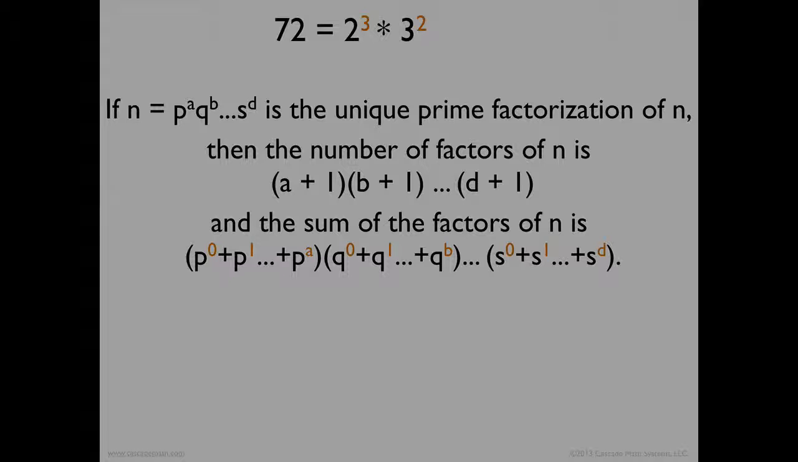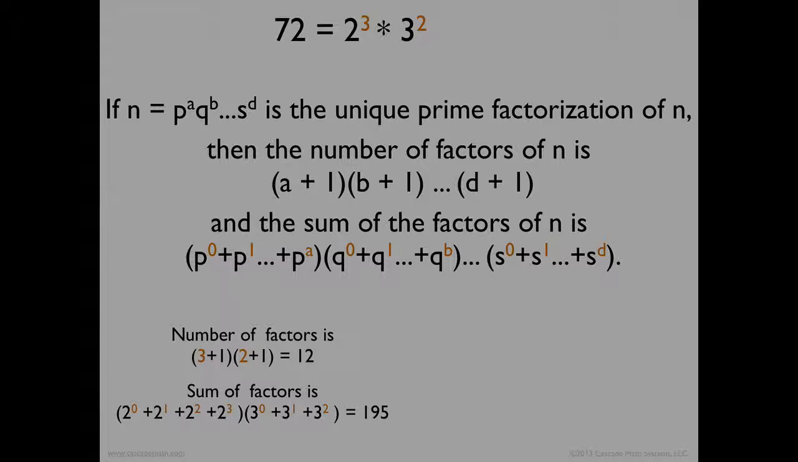So let's take a specific example, 72. Prime factorization is 2 cubed times 3 squared. And using the formulas, we'd find that the number of factors is 12, and the sum of the factors is 195. Let's see whether we can get a picture of this so that we'd have some idea of how to actually prove those two formulas.